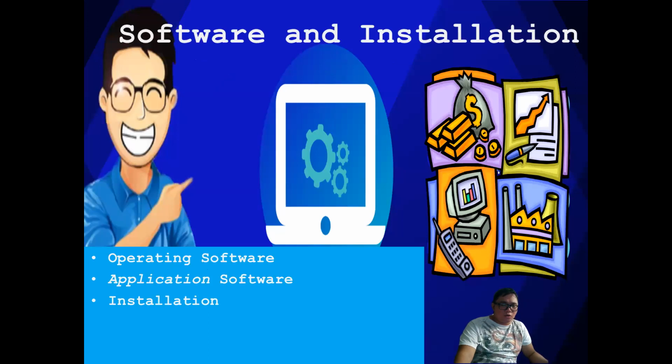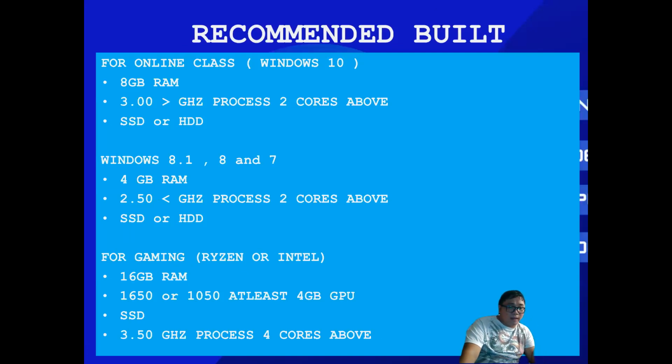So for the software installation, kagaya ng sabi ko sa inyo, it's very important to know the operating system that needs to be installed. We have the operating software, application software, and the installation. These are the recommended builds. Unang-una, for online class, Windows 10, 8 gig RAM, much better, kasi medyo mataas kumain ng memory ang Windows 10. So, 3 GHz na processor, at least 2 cores above, SSD or HDD. Okay nang pang-online class yan. Windows 8.1, 8 and 7, 4 gig RAM, 2.50 GHz processor, SSD or HDD. Pero iba nagtitiyaga, gumagana pa rin yan.